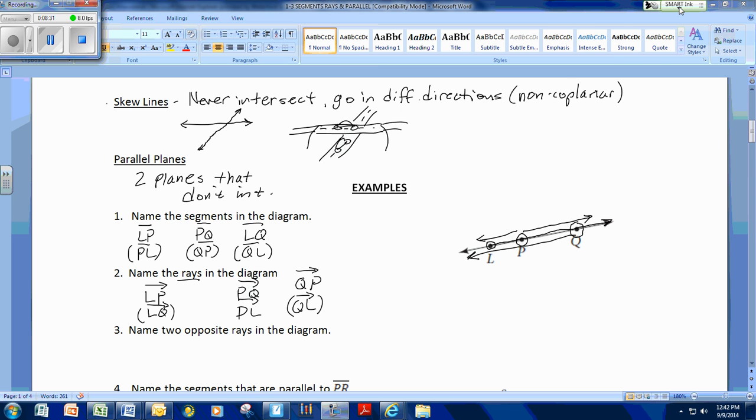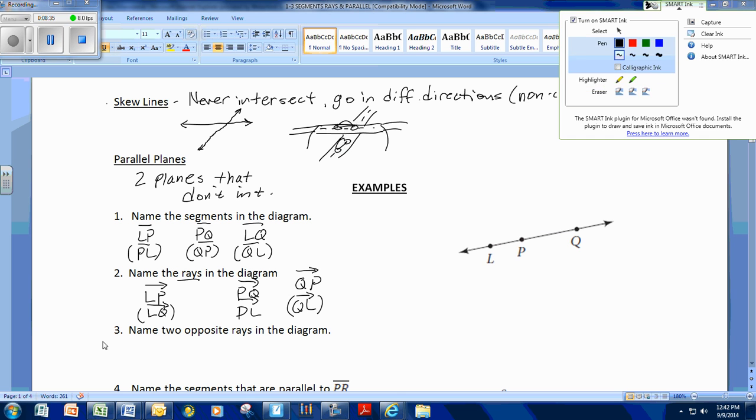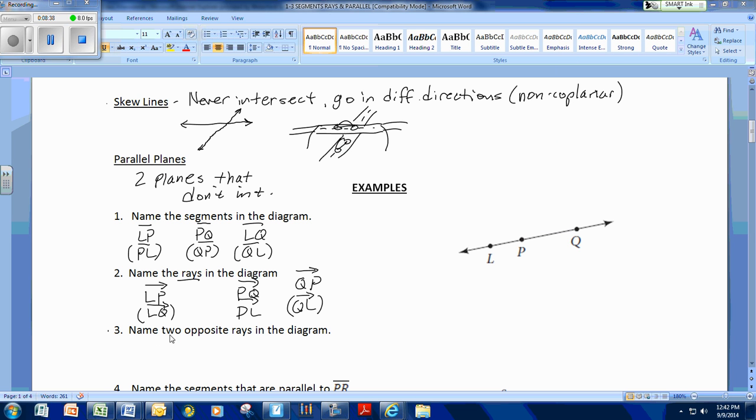Okay, on the same diagram, we're going to do number 3. We're going to name two opposite rays in the diagram. Now the only two rays that go in opposite directions both start from endpoint P. We have the one going to the right.